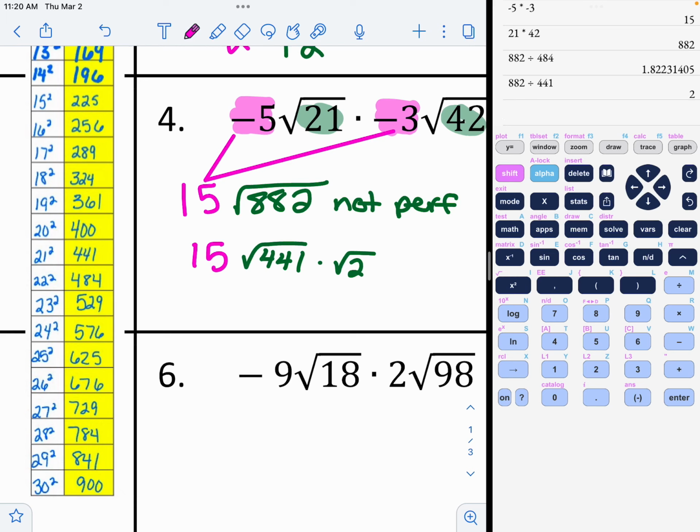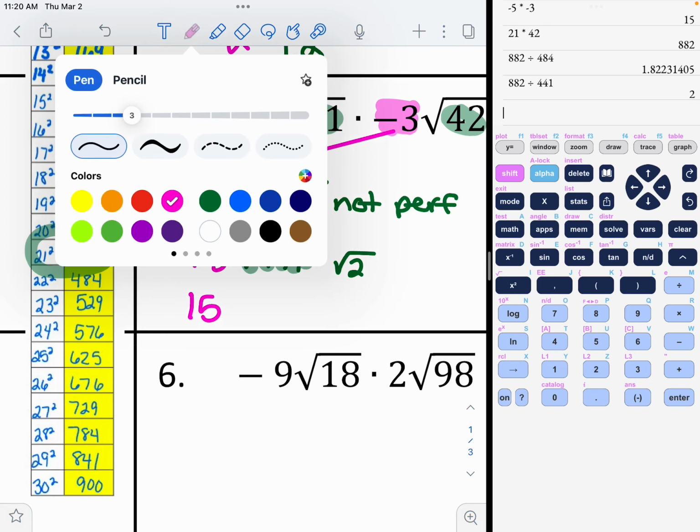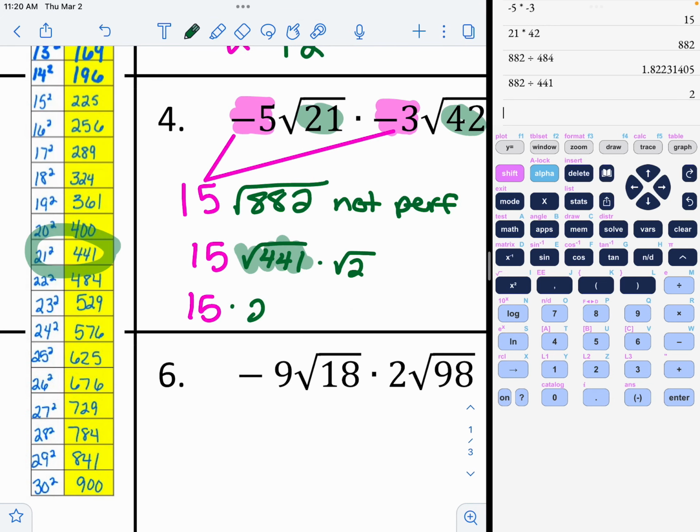All right, now let's drop down that 15 again. The 441 turns into a 21. That was supposed to be in green. I'm sorry, it's trying to stay color. So that turns into a 21. The square root of 2 drops down.